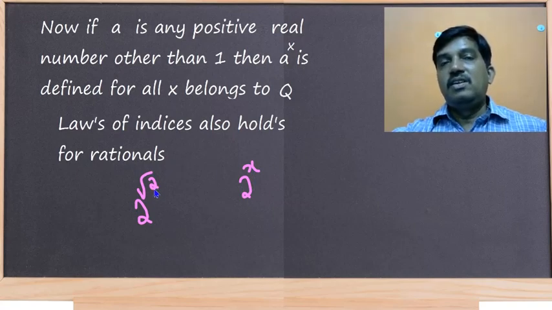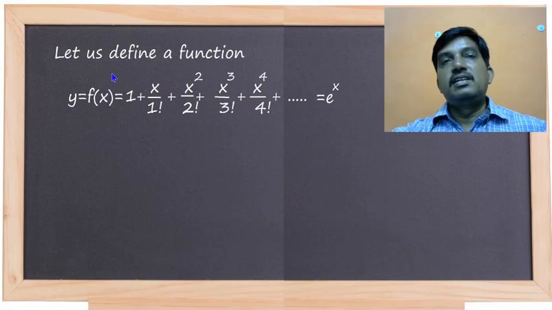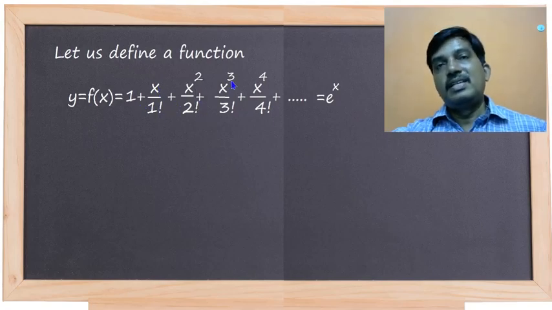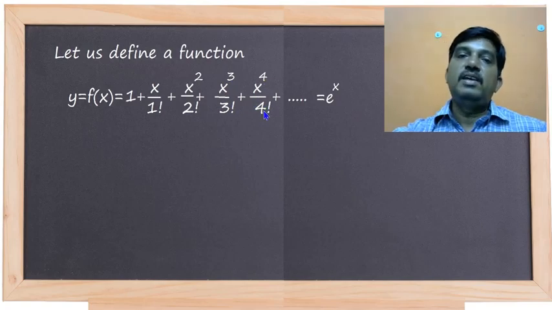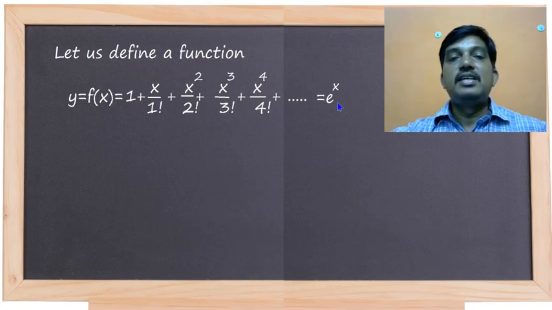To define this, we will introduce a new function, and that is like this. Let us consider a function y is equal to f of x is equal to 1 plus x by 1 factorial plus x square by 2 factorial plus x cube by 3 factorial plus x to the power 4 by 4 factorial plus so on to infinity, and let us call it e power x. Here what is e? Let us get the value of e after defining this, and e is some notation, just let it be some notation. We call it e power x.